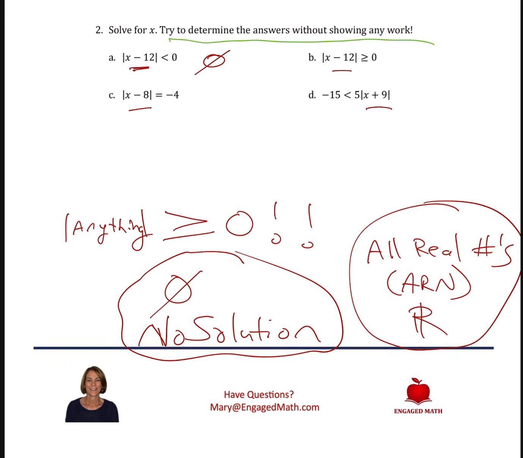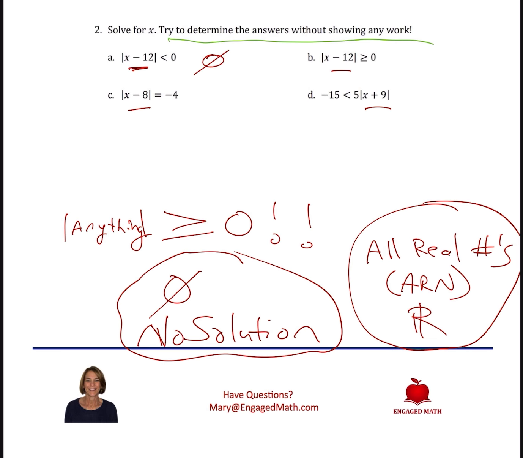Okay, let's look at B. The absolute value of x minus 12 is greater than or equal to 0. Well, yeah, the absolute value of anything is greater than or equal to 0. So this means any value of x would work here. Try any value of x, make it up. I'm going to say ARN.